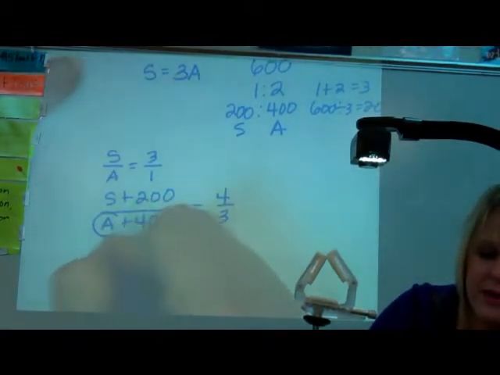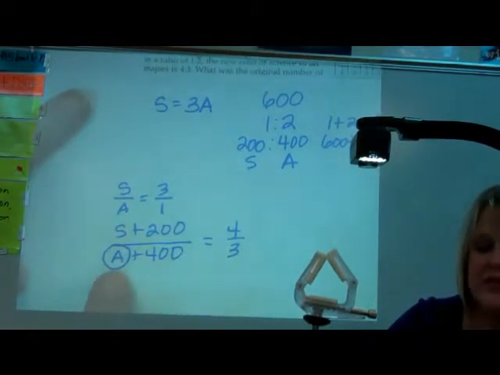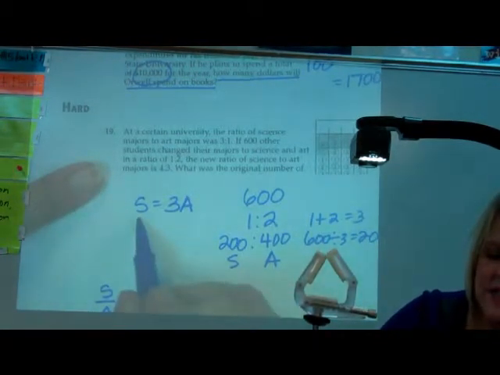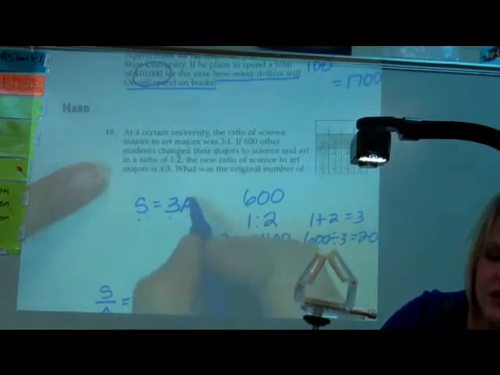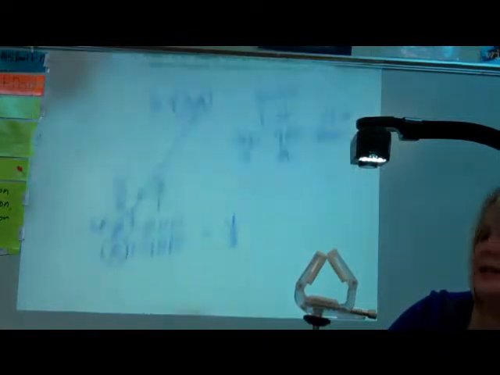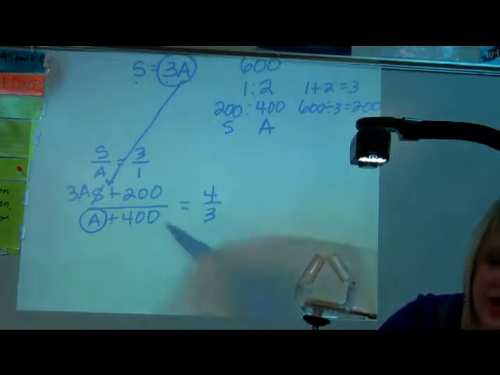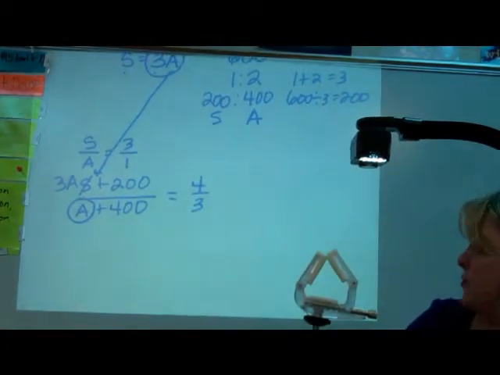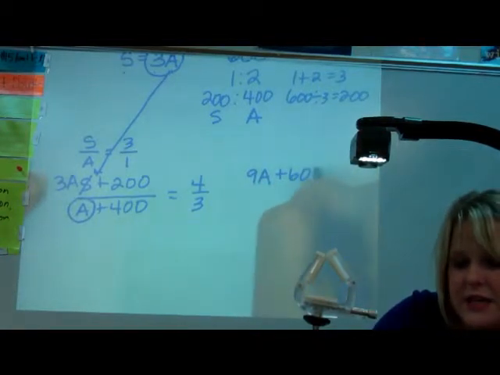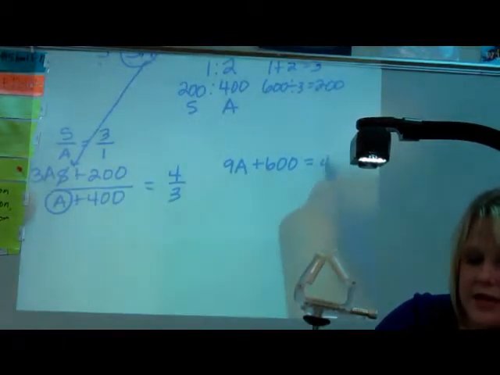What we're trying to figure out is how many originally were art majors. We can't solve this if we have 2 variables. So that's where this is going to come into play. We know originally that the science majors were 3 times the art majors. So we can plug in 3A down here for S and make this equation just about A's instead of A's and S's. And so now if you cross multiply, you can solve this. This is a proportion. So if I cross multiply, I'm going to get 9A plus 600, 3 times 3A and 3 times 200, equals 4A plus 1,600.